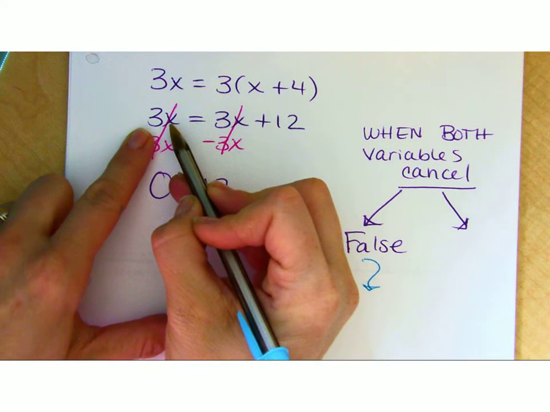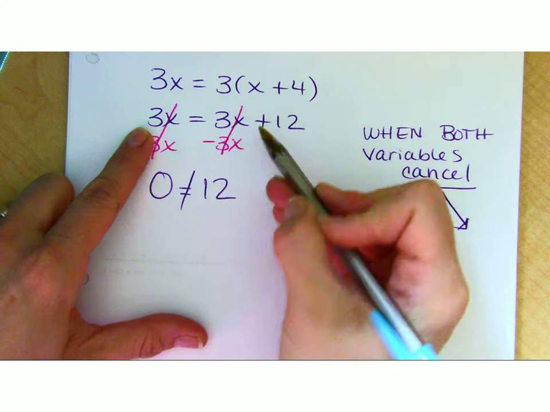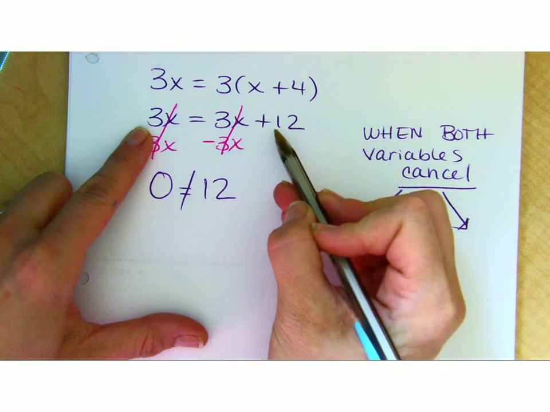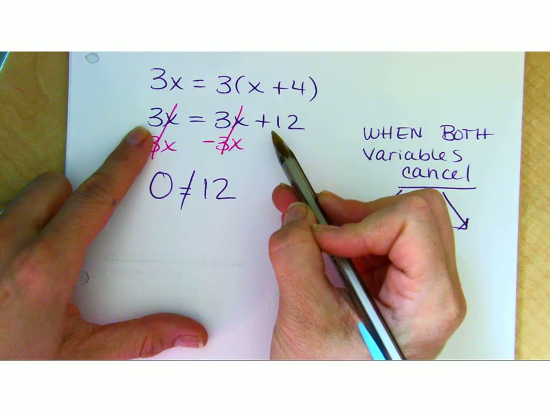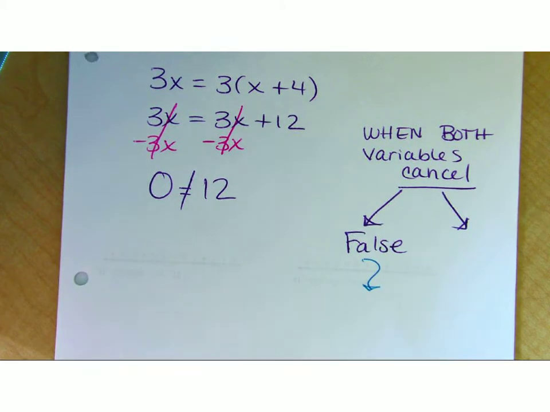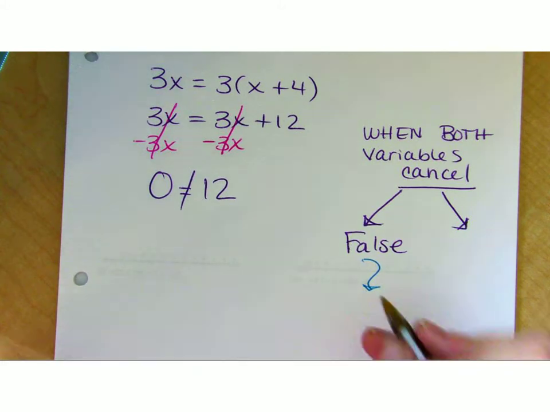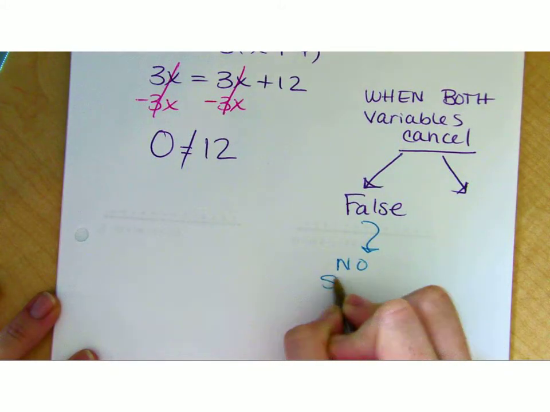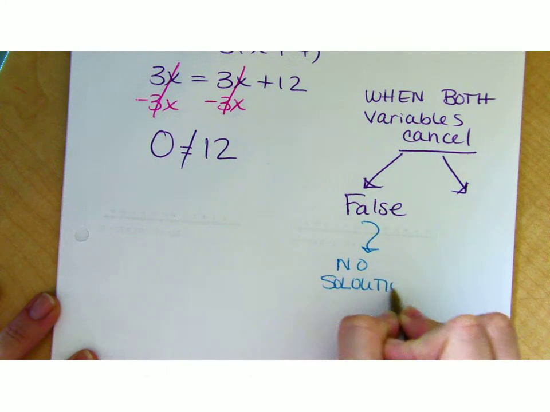0. What's 0 times 3? 0. What's 0 times 3 plus 12? Doesn't work. Because guess what? There is not a number on the face of this earth that is going to be able to work when I plug it in. So yes, that is no solution.